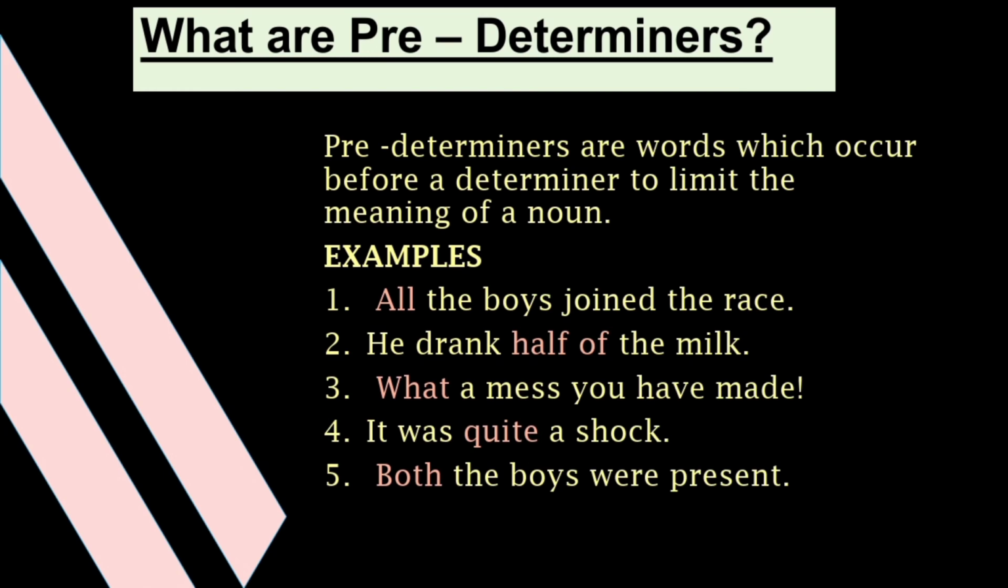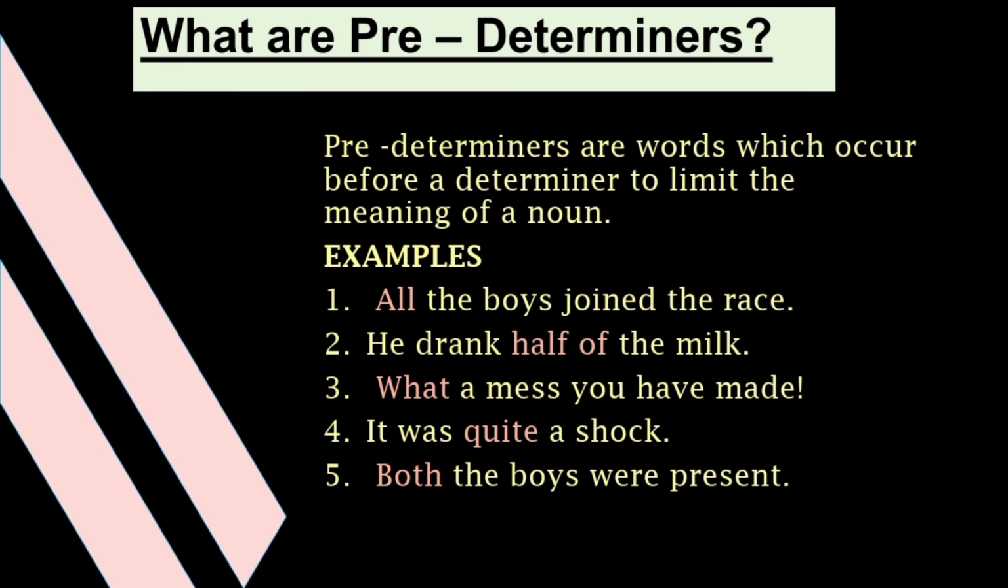Predeterminers are words which occur before a determiner to limit the meaning of a noun. Examples you can see here will make you more explicit. All the boys joined the race. Now here you see the word all. After this word all, there is the article the. So before the article the, we are having all. So all is a predeterminer. Similarly, in the second example, he drank half of the milk. Before the article the, we are having half of, which is also showing a quantity. So that is also again a predeterminer, because before one determiner, another determiner is already placed.